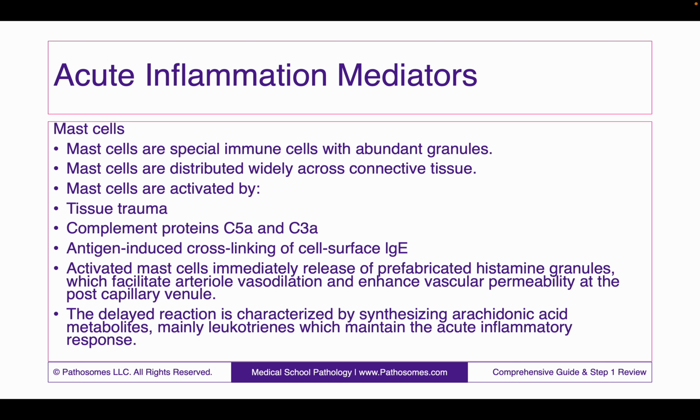Okay? And activated mast cells immediately release prefabricated histamine granules, which facilitate arteriolar vasodilation and enhance vascular permeability at the post-capillary venule. The delayed reaction is characterized by synthesizing arachidonic acid metabolites, mainly leukotrienes, which maintain the acute inflammatory response.